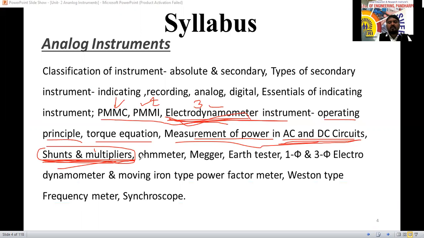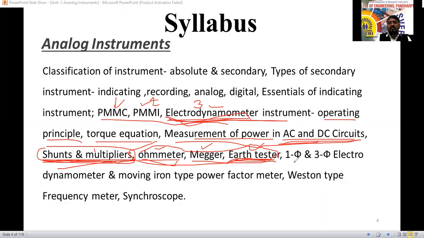Next, to measure resistance, we are going to use the ohmmeter, megger and earth tester. Megger is also called a mega ohmmeter. Ohmmeter is used for measurement of resistance. Earth tester is also used for the measurement of resistance only; it measures earth resistance. So these three instruments we are going to discuss for the measurement of resistance.